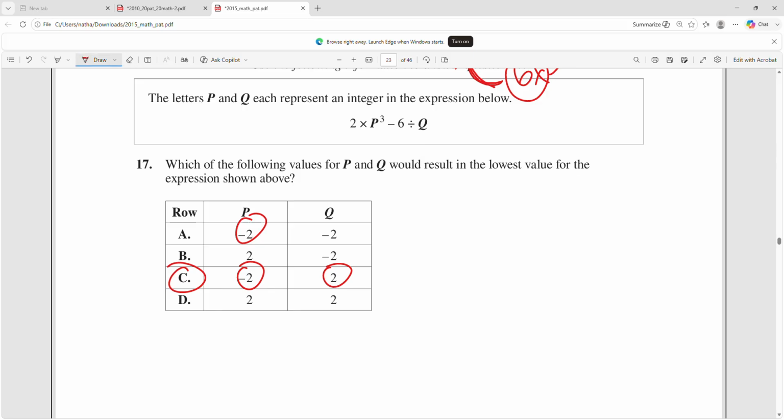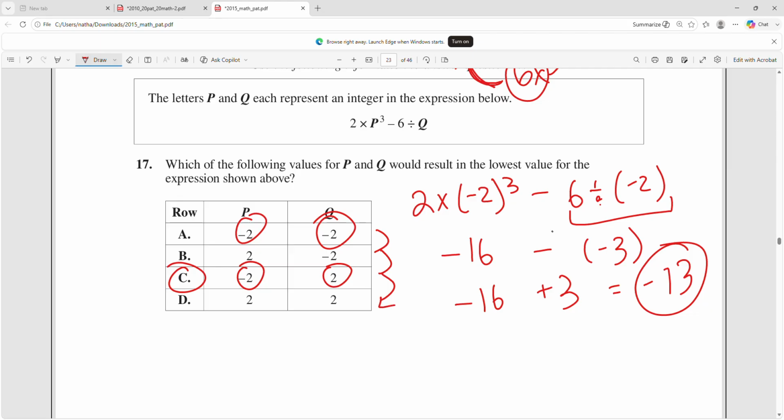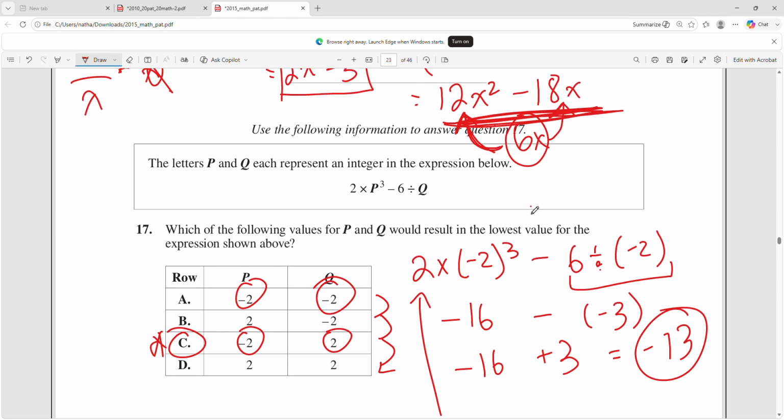The other way would be to just plug these in, right? 2 times P cubed minus 6 divided by Q, and you could test the first one, right? 6 divided by negative 2. And you'd end up getting 2 times negative 8, which would give you negative 16. And here you'd get 6 divided by negative 2, which is negative 3. But when you subtract a negative, you add a positive, and you get negative 13. That would be one of your values, and then you would test all of these and see which one gives you the most negative value, and it ends up being C. Okay, but I'm not going to go through plugging in all those values to test them. That takes time. But you can do it that way, or you can just reason through it by looking at the signs.